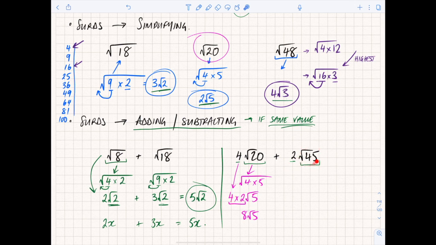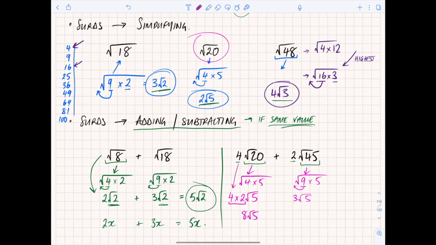Now you could have a go at doing that for this one. Think about what square number goes into 45, and then bring it down. So if you wanted to have a go now, pause the video. And so root 45 becomes 9 times 5. Okay, that's the highest square number that goes into it. That's the only square number that goes into it. So what I'm saying is the square root of 9 is 3. So it becomes 3 root 5.